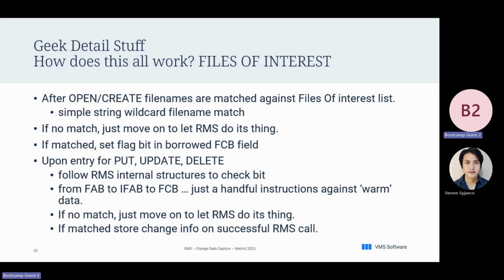So that's extra work on the open, but on the update, put, delete, all we have to do is take your update call, which comes with the FAB, follow that to the IFAB, follow that to the FCB. It's like 4 instructions, and oddly, my COBOL test program ran faster when it was enabled than when it was not enabled. I don't know why, but I'm not interested why. But you just will not notice. And I'll wrap it up with one final word: read more slides if you see fit.